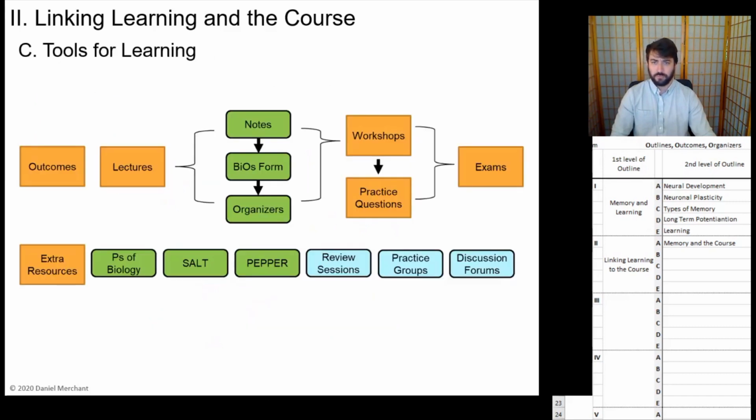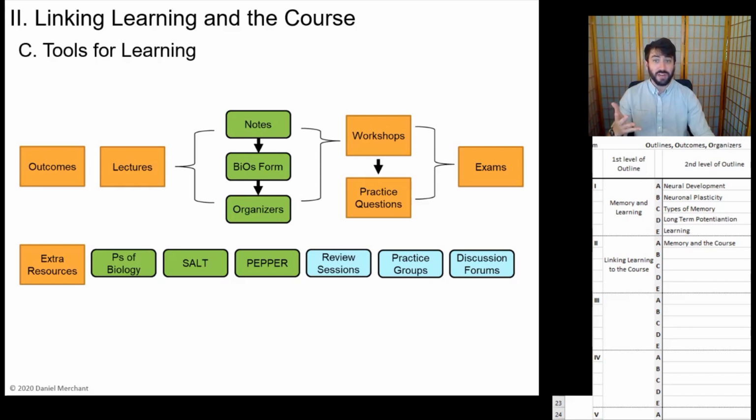So we briefly introduced some of these learning tools in the introduction video, and then I went over it in detail during the learning resources video. Right, so these are the learning resources down here. We have the P's of Biology, the S.A.L.T, the P.E.P.P.E.R, review sessions, practice groups, and then even discussion forums. But let's go through these again.